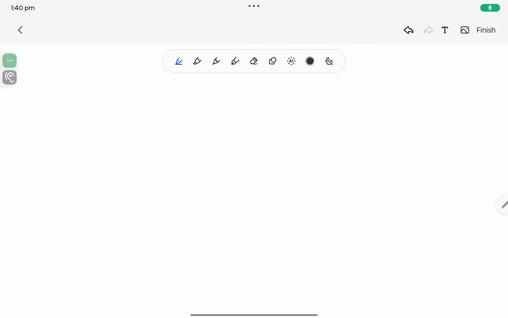Hello everyone. Last class we discussed Ohm's law. What does Ohm's law tell us? V is equal to I into R. Let us discuss some more details about Ohm's law.